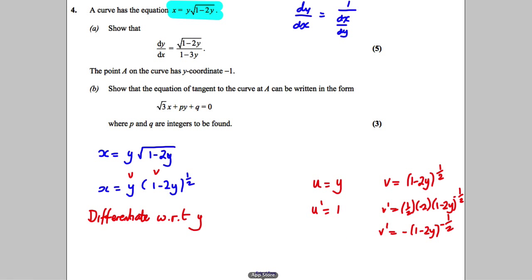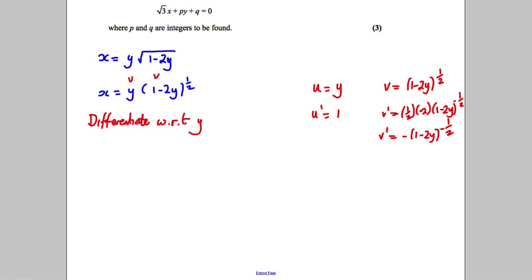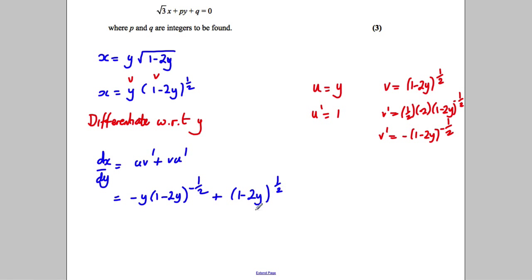So we're going to use the product rule here. State your product rule. You're going to say your dx by dy in this case is going to equal uv dashed plus vu dashed, which are these two things multiplied together. So that's going to be negative y (1 subtract 2y) to the negative a half, and with these two things multiplied together, that's going to be plus (1 subtract 2y) to the half.